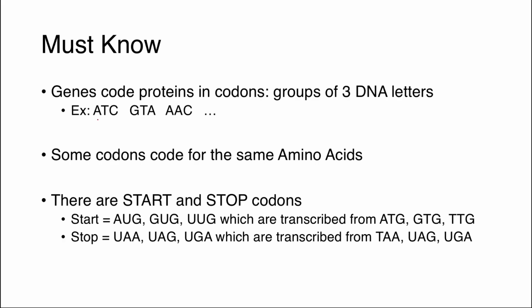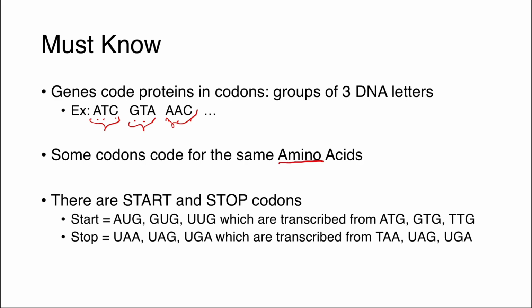So this is what you need to know before we get into it. Firstly, genes code proteins in codons, which are groups of 3 DNA nucleotide bases. So as we can see here, if the sequence is ATC, GTA, AAC, the replication will happen as ATC, GTA, and AAC. This is how the enzymes know what amino acid to create.